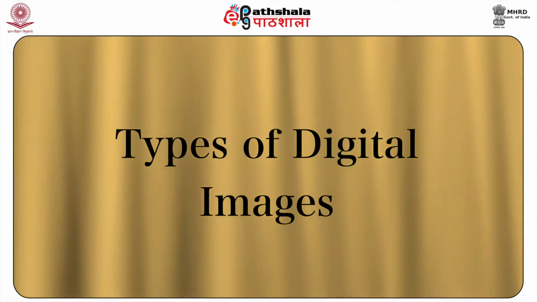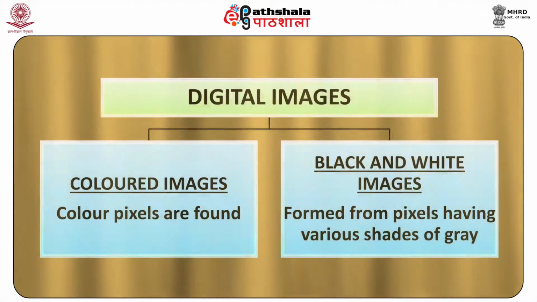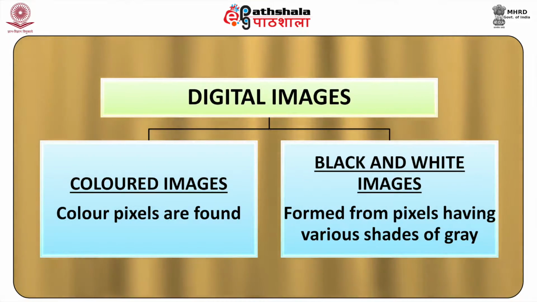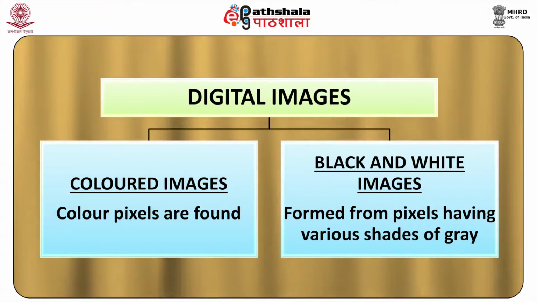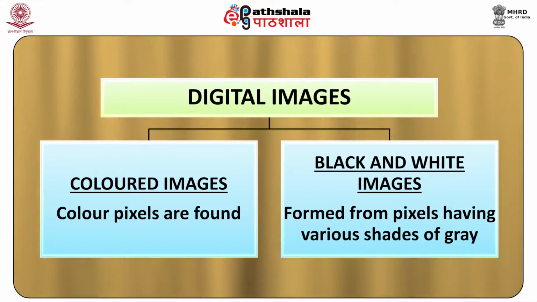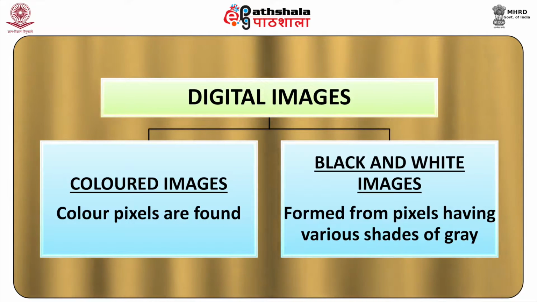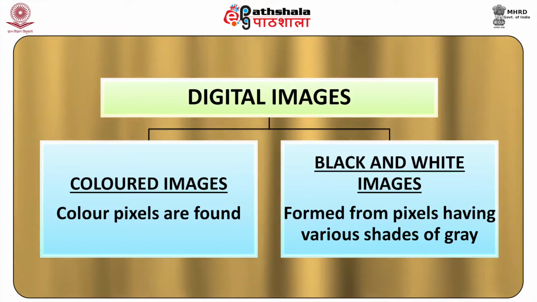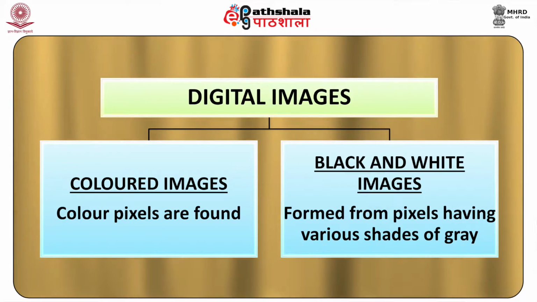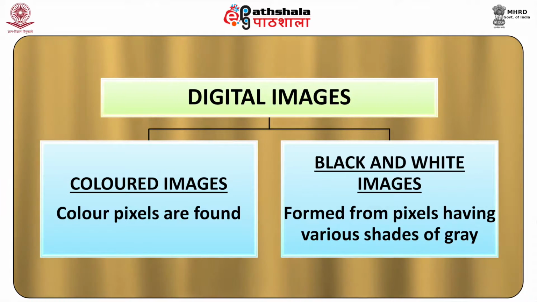Next, what are the types of digital images we have? For photographic purposes, there are two important types of digital images, that is color and black and white. In case of the colored images, color pixels are found, whereas in case of black and white photographs or black and white images, they are formed from pixels having various shades of gray.